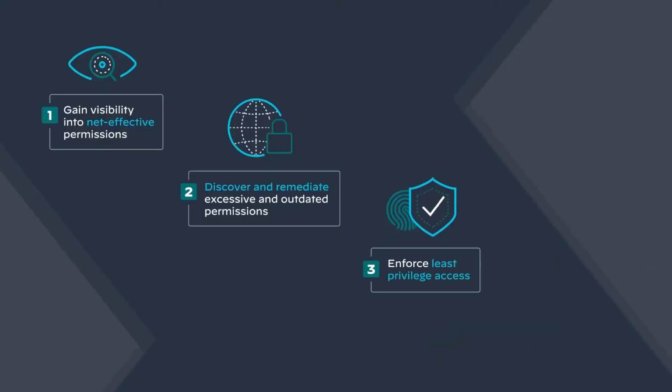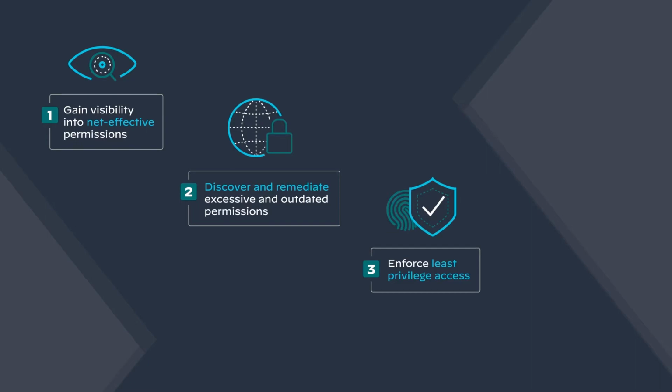Monitoring permissions on a continuous basis offers an additional level of visibility that will allow you to determine whether a user has too much access or if the level of access is still needed at all. Expired, outdated, or excessive permissions pose threats to your cloud environments, which is why it is crucial to eliminate any unnecessary broad-reaching access. Step 3, enforce least privilege access.